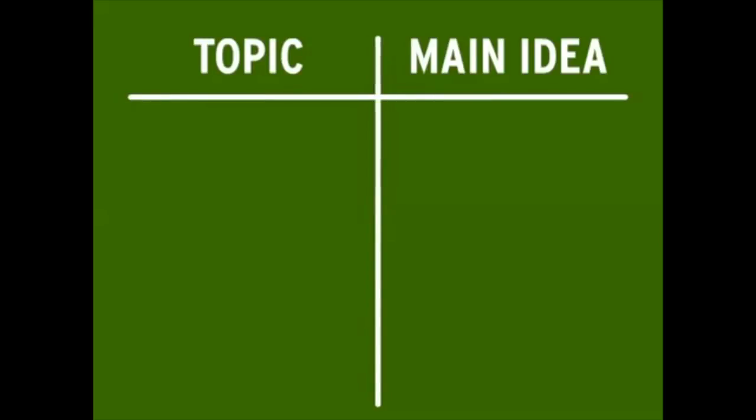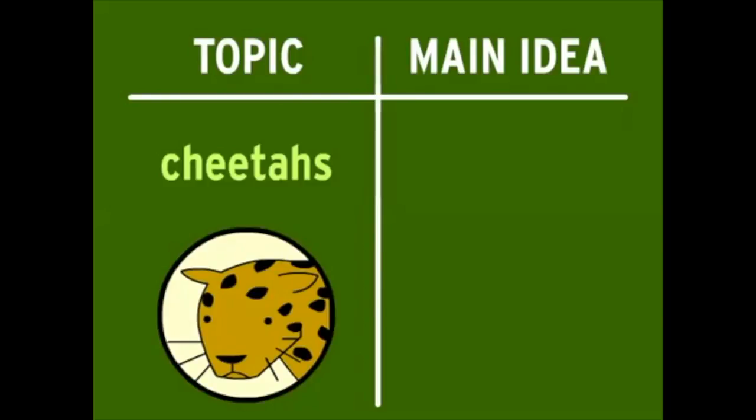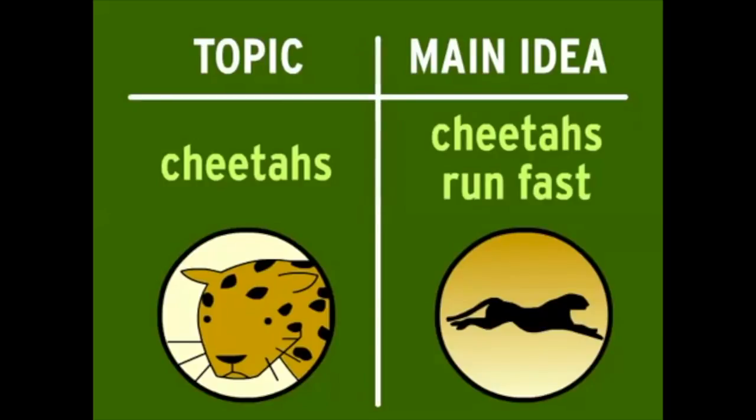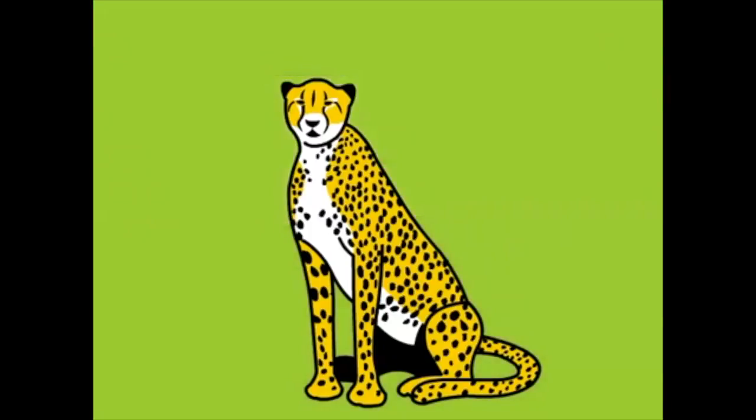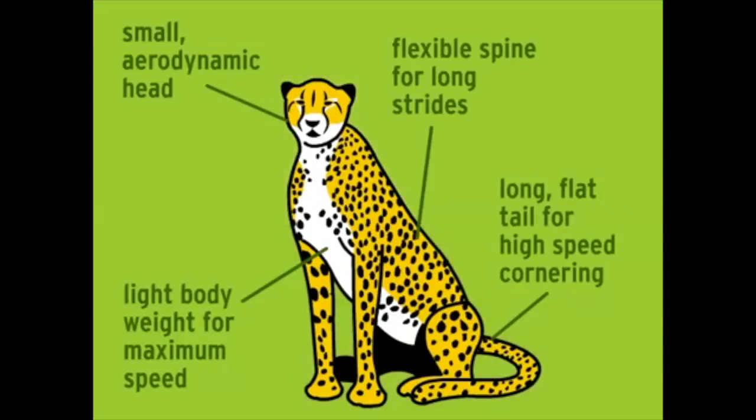Okay, well, say you're reading an article about how cheetahs can run at very high speeds. The topic would be cheetahs, because that's the general subject of the article. And the main idea would be that cheetahs can run fast, because that's the point the article is trying to get across. Details support what the author is trying to say with examples. They're sort of like evidence as to why the main idea is true. The details would explain what makes a cheetah run so fast, how fast it can run, things like that.